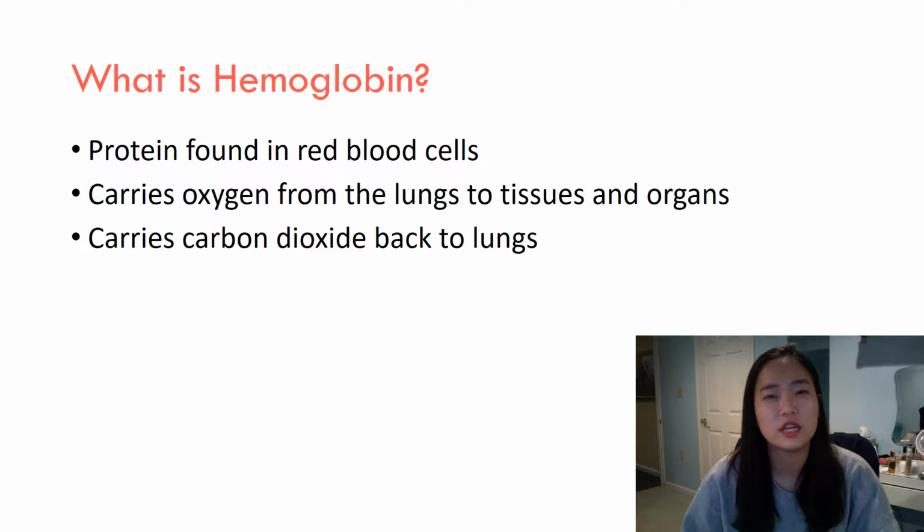So what really is hemoglobin? Well, hemoglobin is a protein that is found in the red blood cells, and it carries oxygen from the lungs to the tissues and organs of your body. And it also carries carbon dioxide back to the lungs. And so hemoglobin is a protein that is very important to the respiration of the human body and other animals.